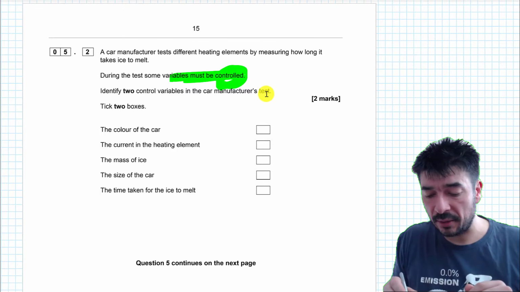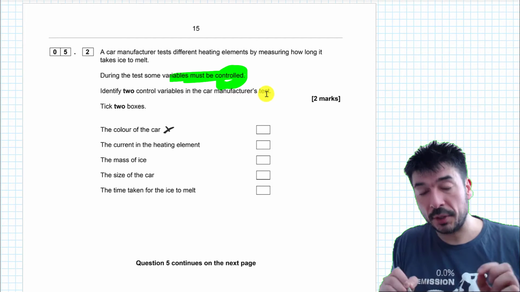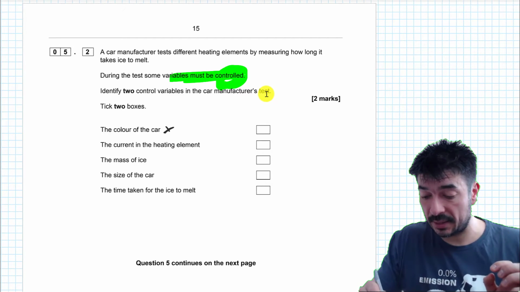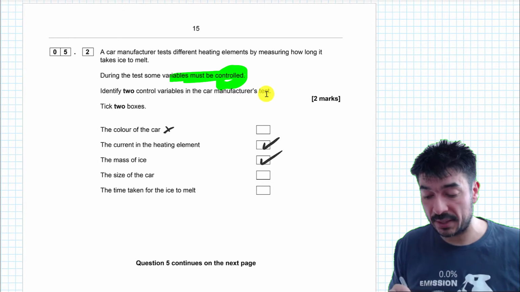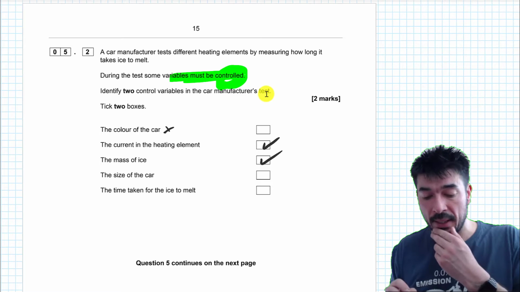So will the colour of the car affect this? No, I don't think so. Will the current in the heating element affect this? Yes, we should keep the current the same. Will the mass of ice on the thing affect this? Yes, we should keep the mass of ice the same.